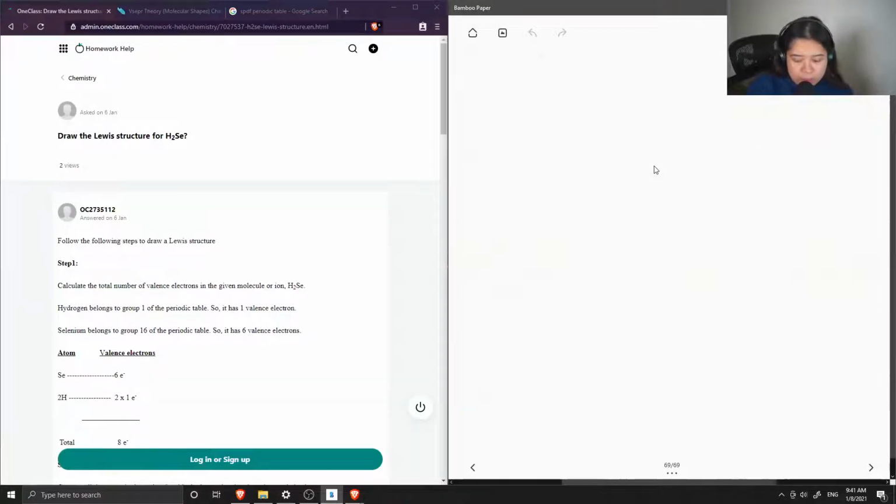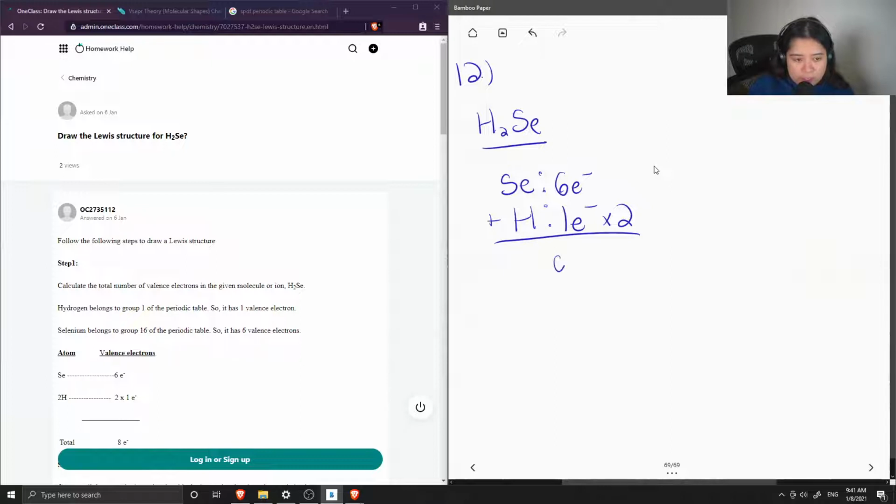Okay, so question 12. What is the Lewis structure of H2Se? First we need to find out the total number of valence electrons in this molecule. In the case of selenium, there are 6 valence electrons. And hydrogen has 1 valence electron, and there are 2 hydrogen atoms, so we multiply this by 2, which gives us a total of 8 valence electrons.